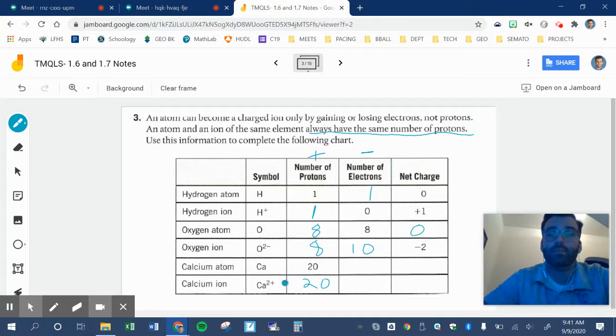Calcium atom, there's no net charge here. There's no symbol here. So I know this is going to be 0. So that means these must be even.